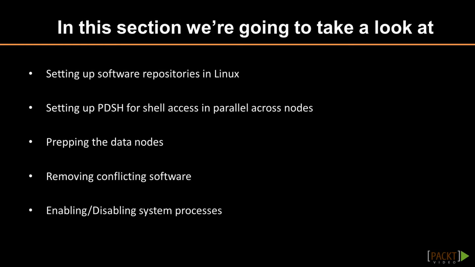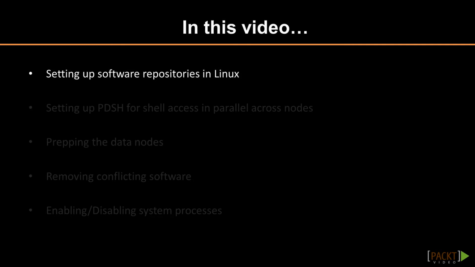In this section, we are going to take a look at the remaining key components needed in terms of setup before we start the Hadoop software installation. We are going to have to make sure that the Linux software repositories we have set up are correct and up to date. Next, we will set up the PDSH tool, which will allow us to issue one command that takes effect across all of the nodes in our cluster. Then finally, we will work to make the appropriate configuration changes in the Linux operating system such that we have the correct run levels, file permissions, and enabled, disabled, and necessary processes. Specifically for this video, we will focus on setting up the Linux software repositories.